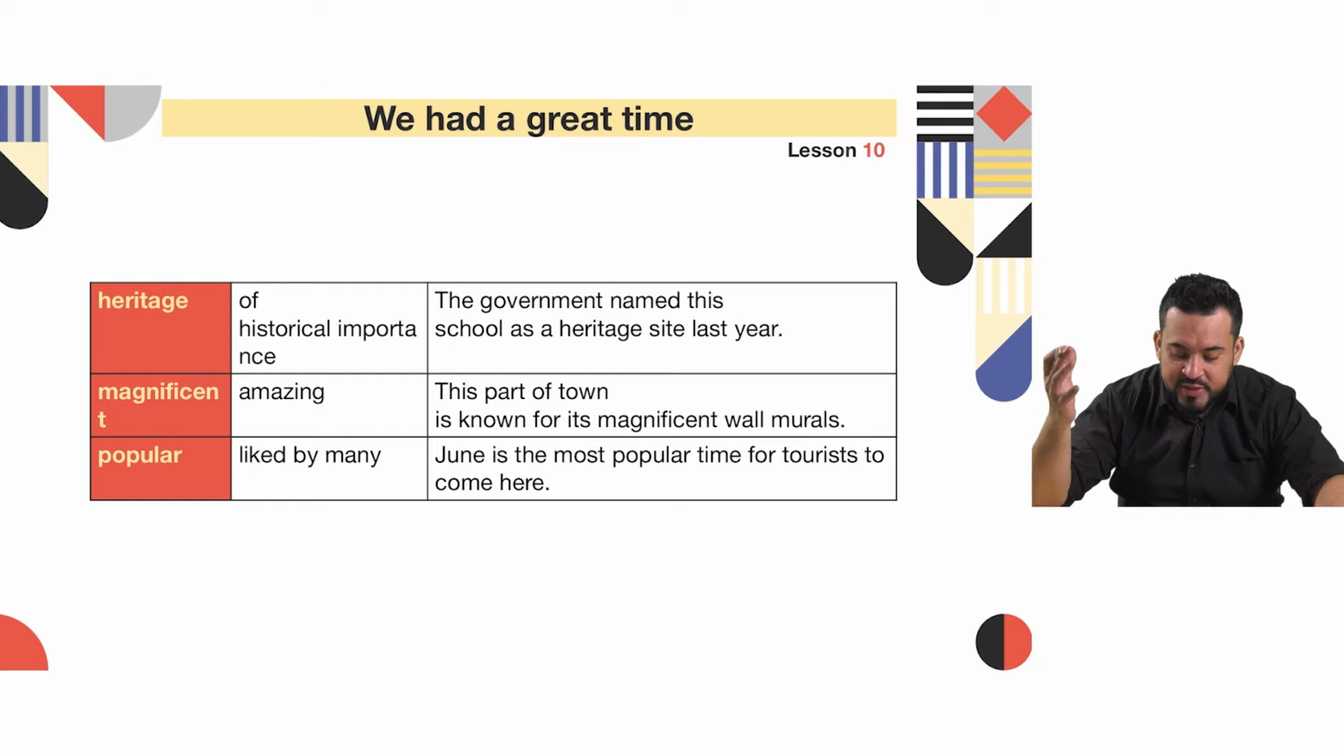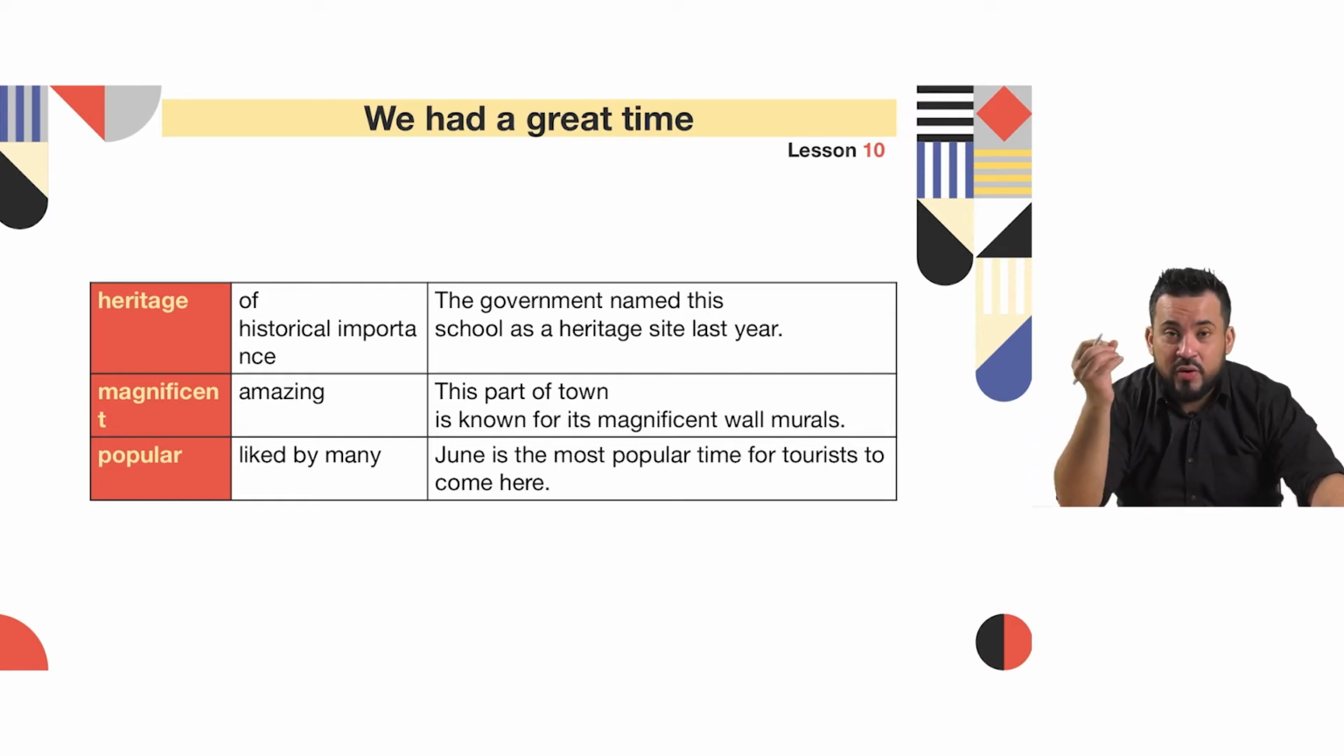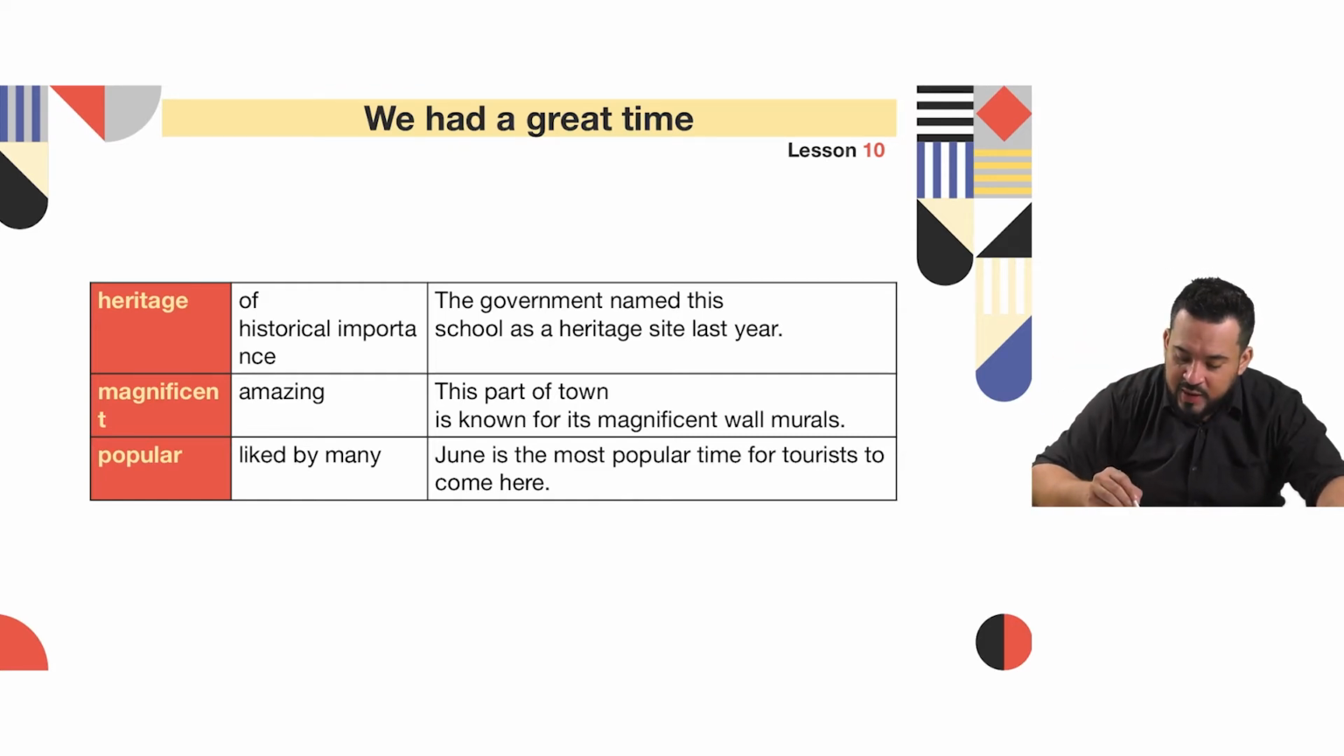Heritage. It means historical, things of historical importance. Normally ancient things that are very old. The government named the school as a heritage site last year. The school must be extremely old.